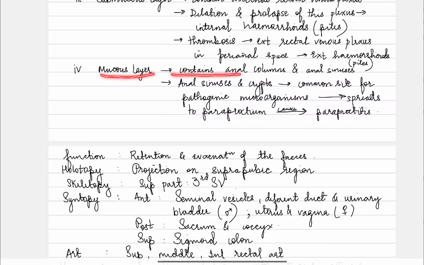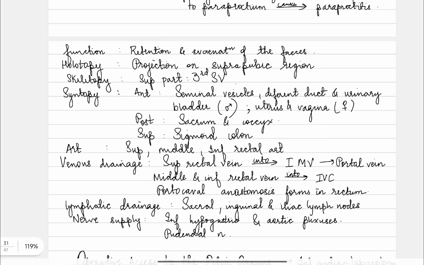Mucous layer contains anal columns and anal sinuses. Anal sinuses and crypts are a common site for pathogenic microorganisms, which spread to the pararectal tissue and cause paraproctitis. Function is retention and evacuation of the feces.